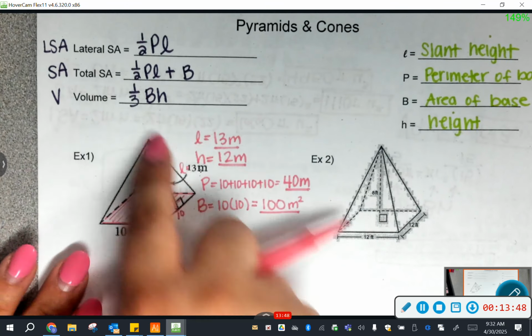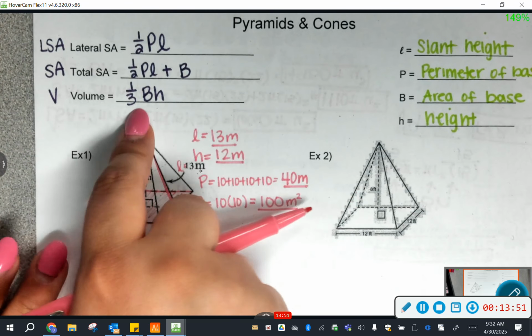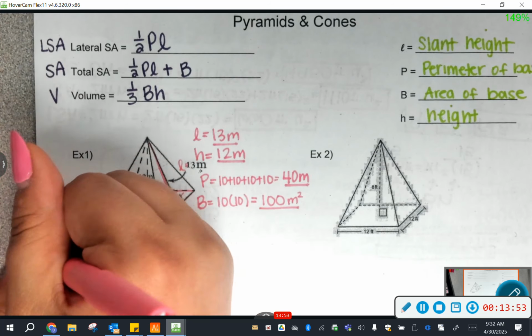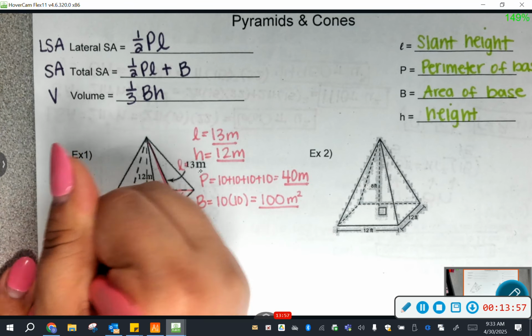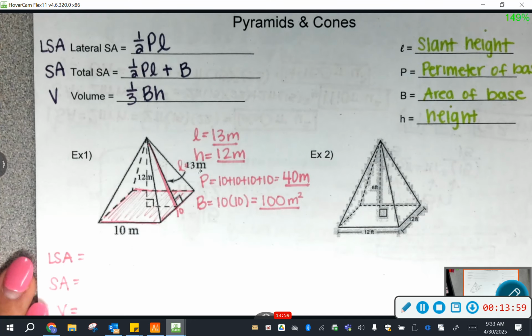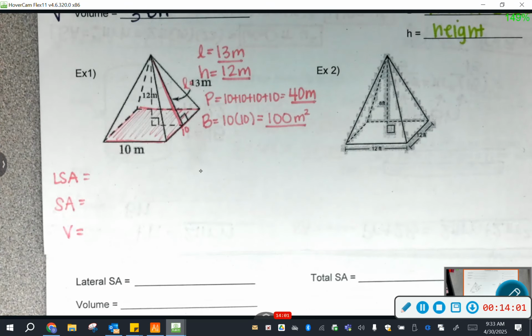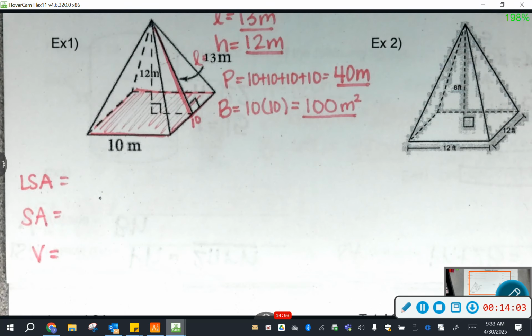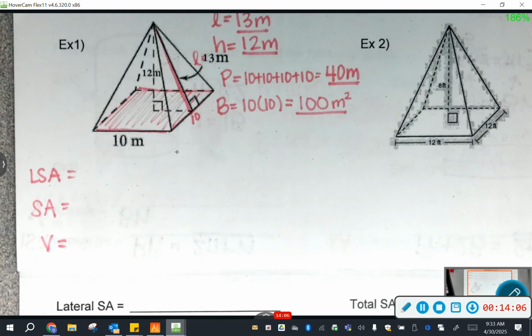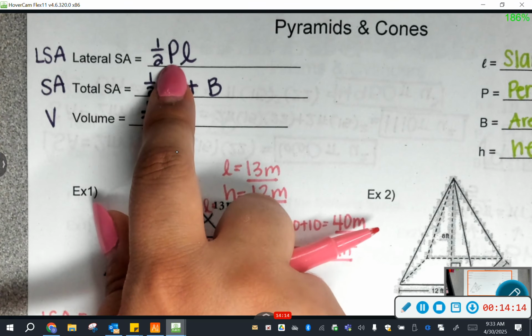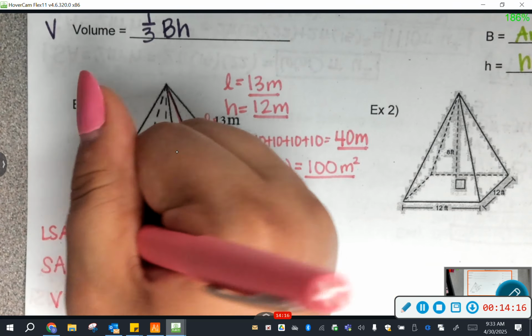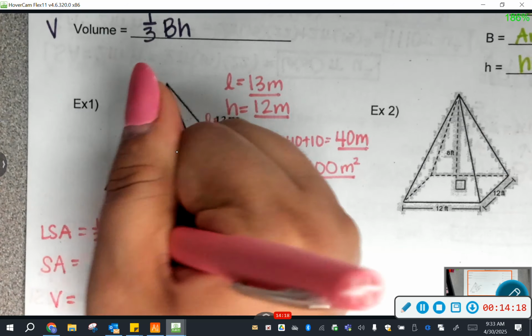Now I just need to plug in to these three formulas. So I'm going to do LSA, SA, and V. Remember, when you are plugging in, write the formula, plug in the numbers, give me the answers. It should be 3 steps every time. So let's copy this formula from the top. What formula do we have up top right here? 1/2 PL.